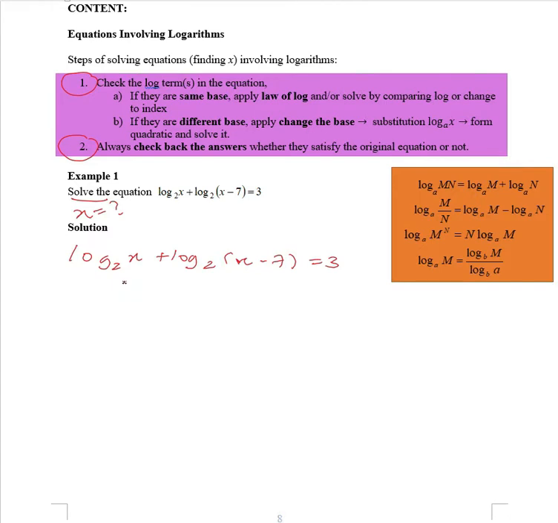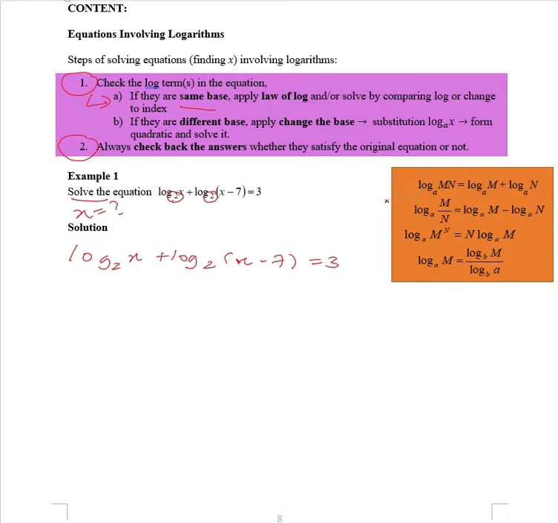Now, to solve this question, there's a plus sign and then we have the same log, same base. Check the steps. If they are the same base, apply law of log. If they are different base, apply change the base. So ask yourself whether we have the same base or different base for this question. As you can see, we have base 2 for both of the logs. So since we have the same base, use step 1a. So we have to apply the law of log.